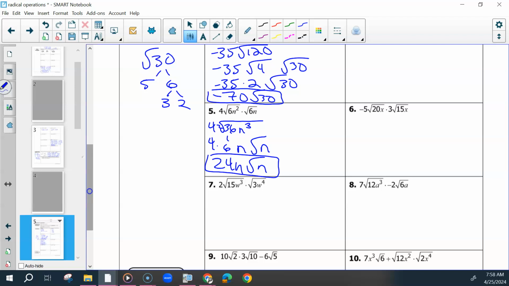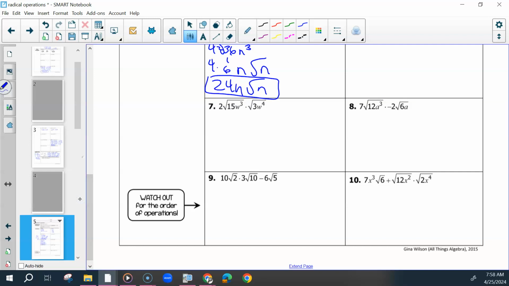Okay, let's try 7. On the outside we have 2. On the inside, what would that be? 45 w to the 7. So then we have to break down the 45. What is the highest perfect square that goes into that? 9 and 5.